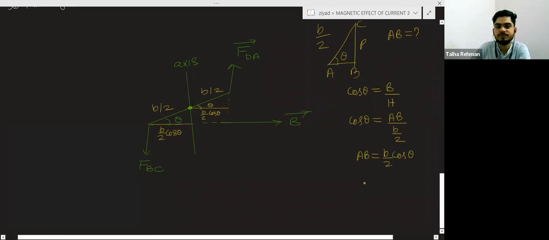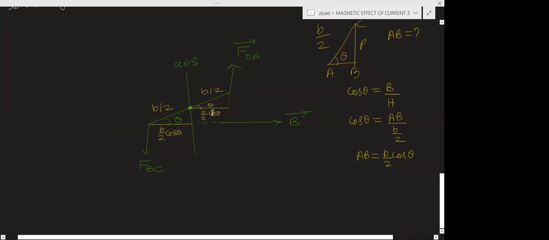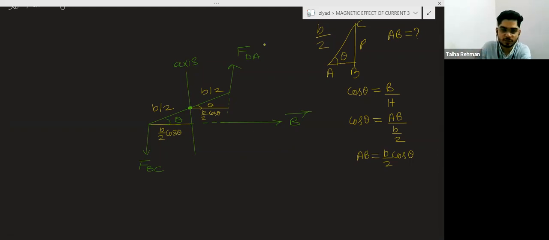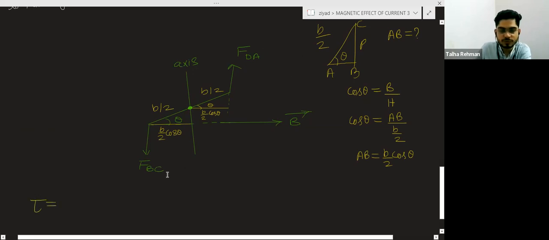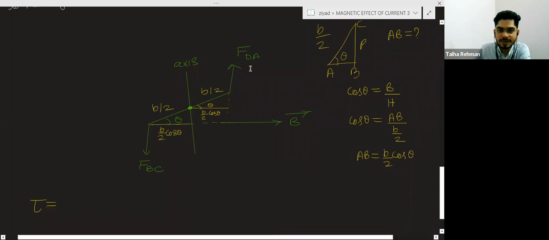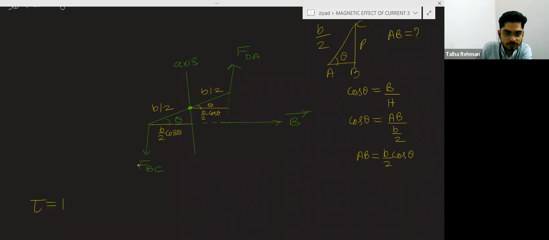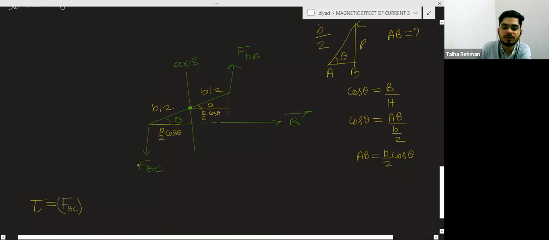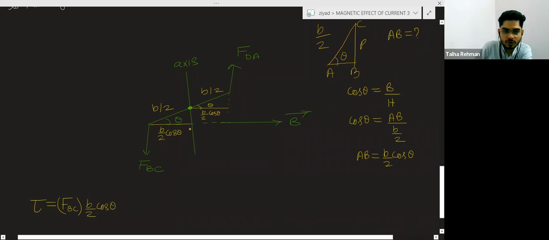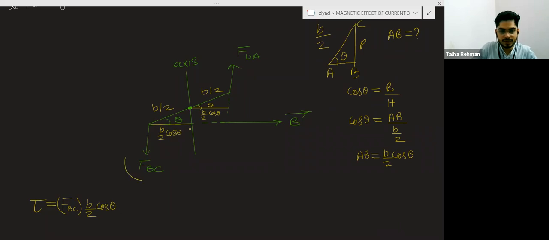So here I have calculated this distance with the help of the right angle triangle. Now we can calculate the torque. Torque is the force times the perpendicular distance from the axis of rotation. First calculate the torque due to one force, the force FBC. So the force is FBC, and the perpendicular distance from the axis of rotation is b by 2 cos theta. Now this torque will try to rotate the coil in this direction like this.